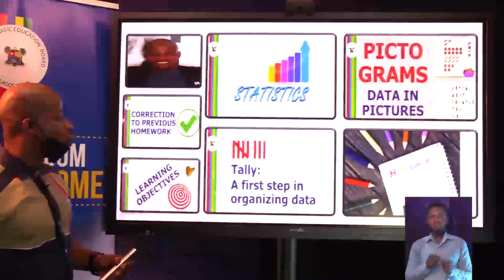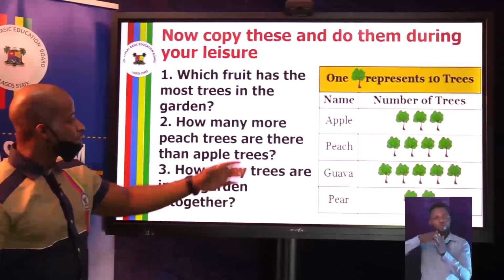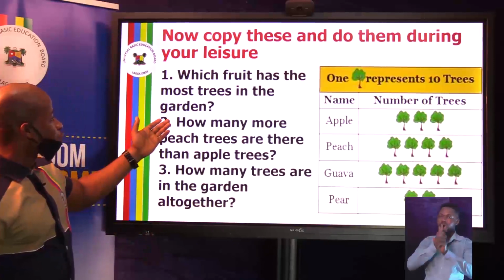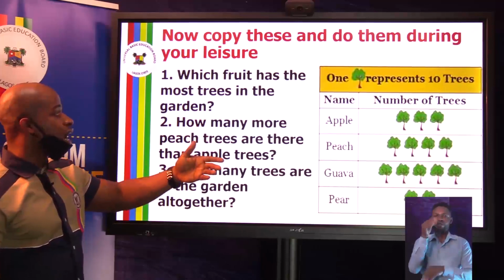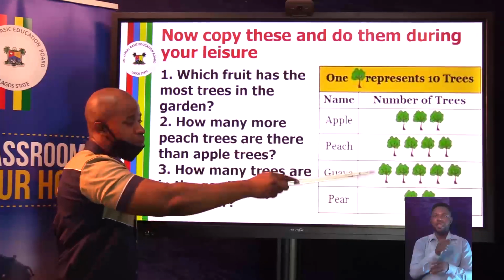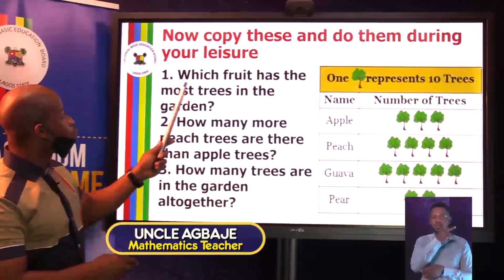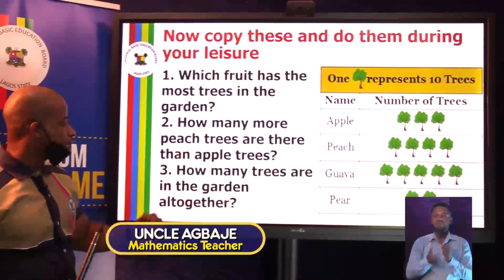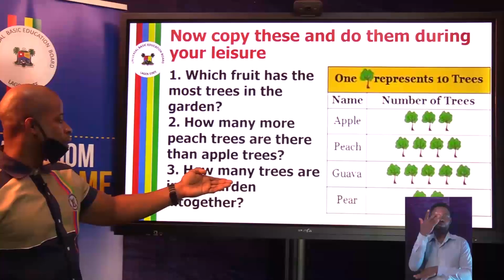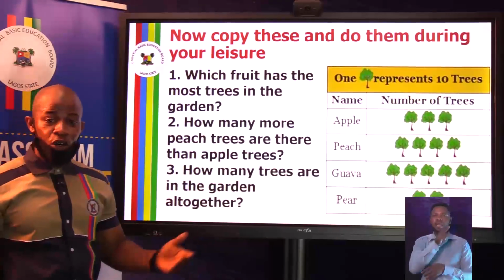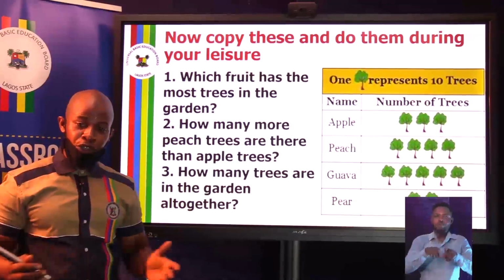Now, let's move on to our homework. You are to study this table. Now, answer the questions after studying the table. Which fruit has the most trees in the garden? This image represents the number of fruit trees in a garden. So now we say, which fruit has the most number of trees in the garden? How many more peach trees are there than apple trees? Finally, how many trees are there in the garden altogether? Copy this and do them during your leisure.